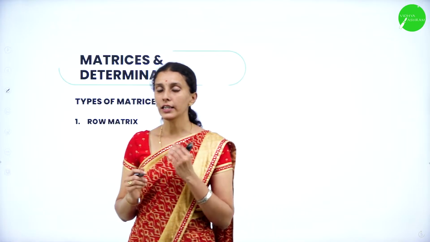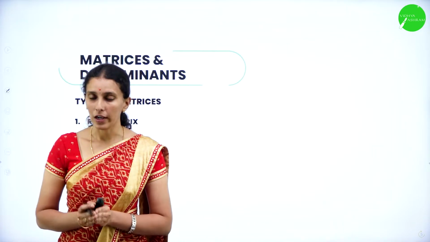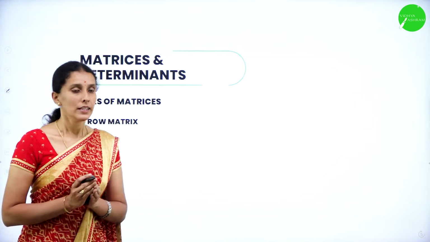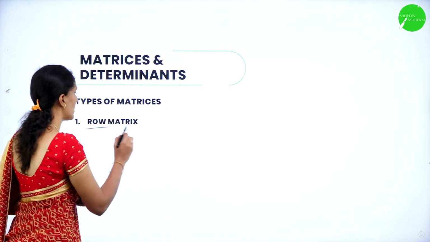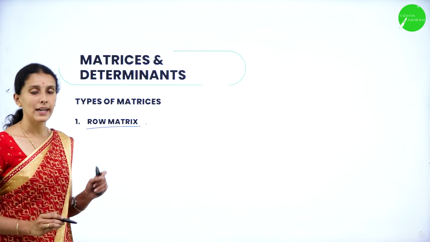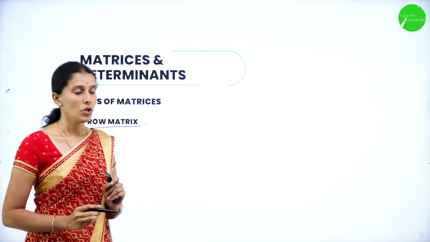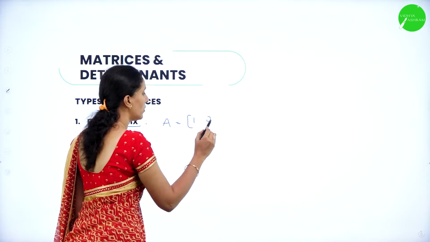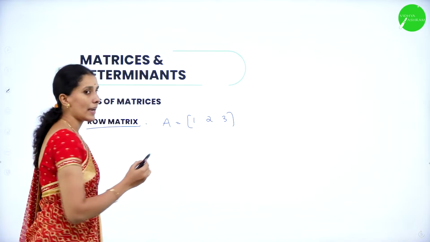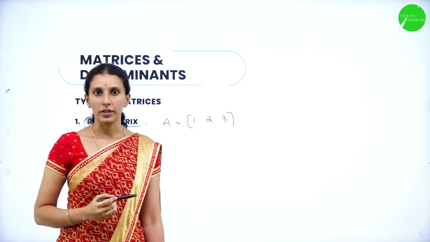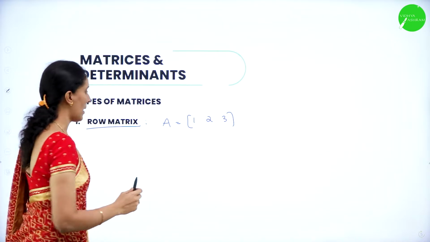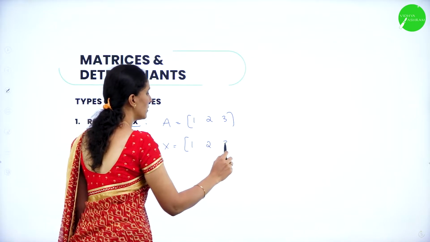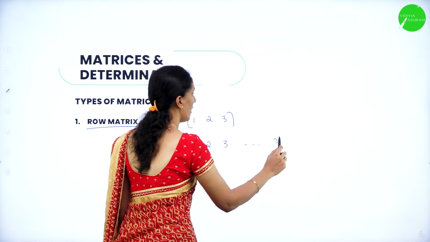Based on the number of rows and number of columns of a matrix, we decide what type of matrix it is. The first one is the row matrix. As the name itself says, it contains only a single row. For example, matrix A is equal to 1, 2, 3. This is an example of a row matrix. Let me take one more example. X is equal to 1, 2, 3, and so on up to n.